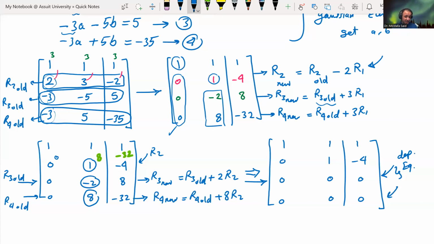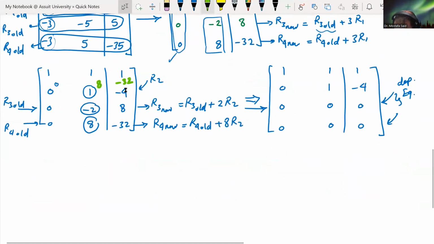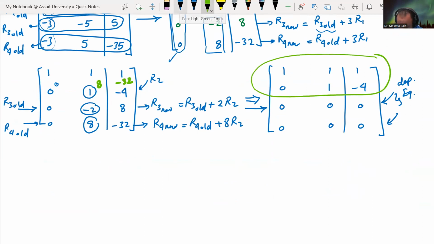That's why they vanished. We had before 4 equations and only 2 unknowns, so 2 will disappear automatically when you do Gaussian elimination. Good. Now we can write freely. So that's what we end up with, equations. We can just write this down.